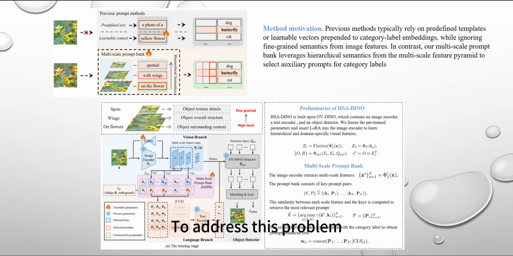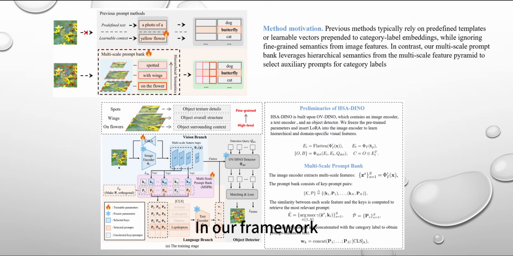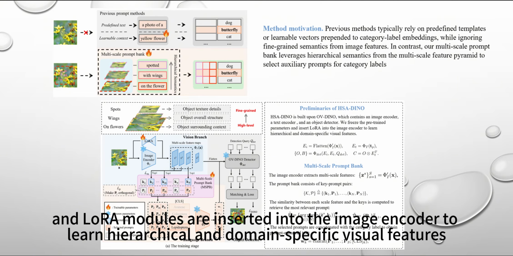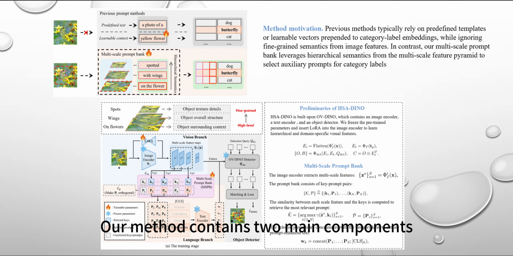To address this problem, we propose HSA-DINO, a parameter-efficient semantic augmentation framework built upon OV-DINO. In our framework, most pre-trained parameters are frozen, and LoRA modules are inserted into the image encoder to learn hierarchical and domain-specific visual features. This design reduces the number of trainable parameters and helps avoid over-updating the original model. Our method contains two main components.